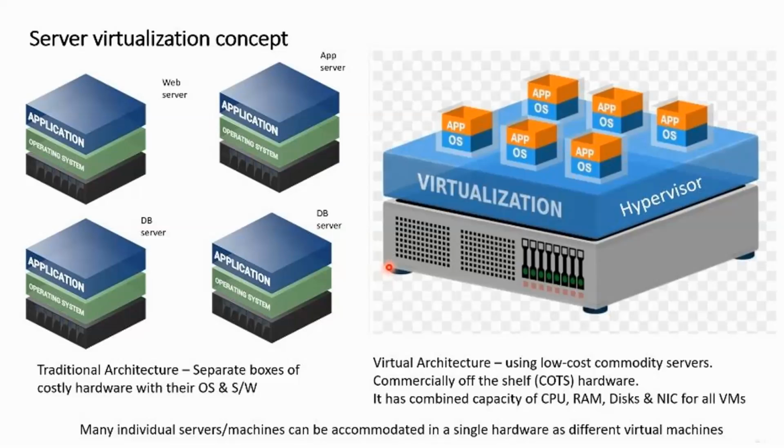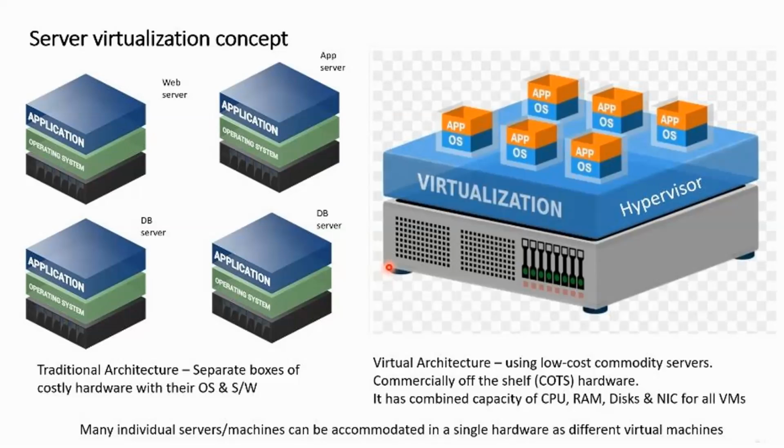So we use low-cost commodity servers. Commodity servers are much cheaper compared to enterprise class servers, and commercially off-the-shelf hardware is also referred to as COTS. It has the combined capacity of CPU, RAM, disk, and NIC for all the VMs. More precisely, they are low cost because generally they are not guaranteed. They may go down. Enterprise class servers generally come with a 99.999% guarantee, whereas COTS servers, commodity servers, are generally not given a guarantee.